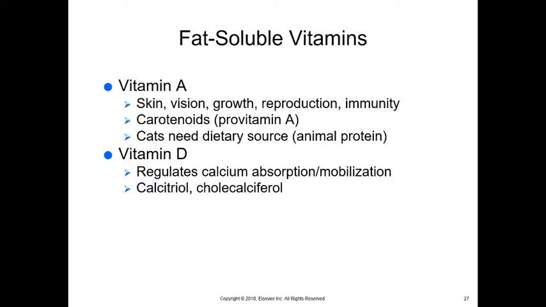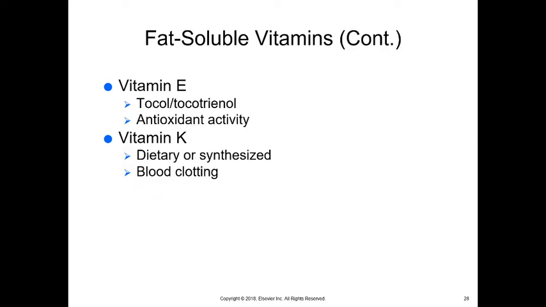Vitamin D regulates calcium absorption and mobilization. It's also known as calcitriol or cholecalciferol. We do need vitamin D in the body. Vitamin E is known as tocopherol or tocotrienol. It has a lot of antioxidant activity. Vitamin K, it can be dietary or synthesized, and it's vital for blood clotting.